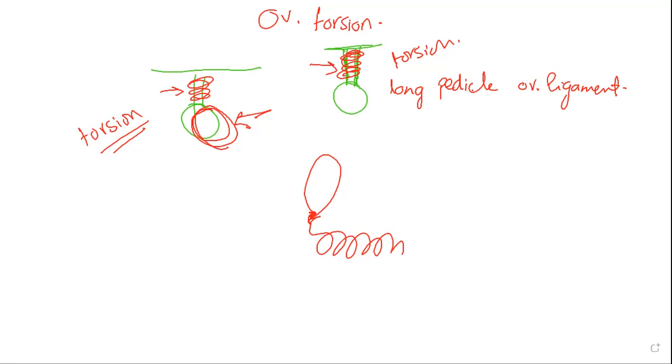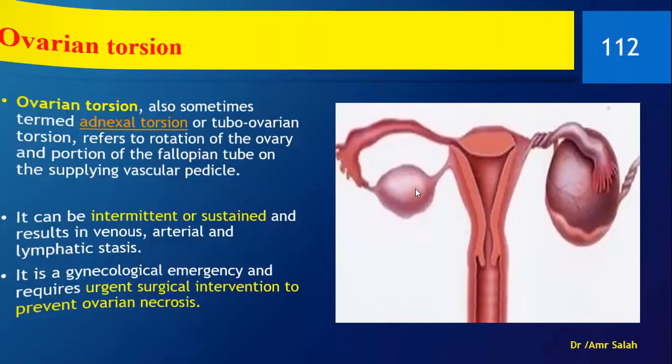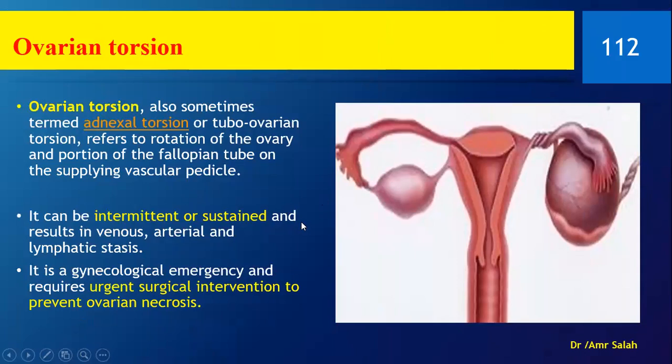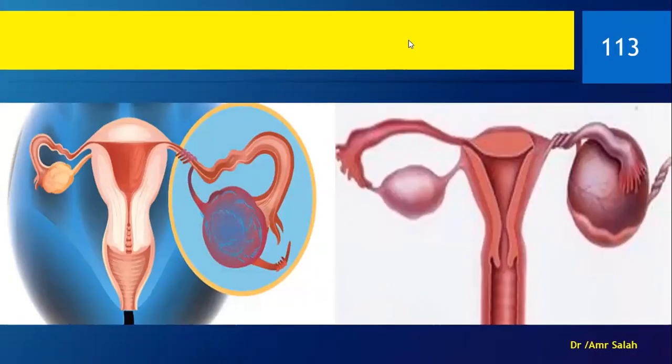Okay, this is, of course, an emergency. This is a gynecological emergency that necessitates surgical intervention to salvage the ovary before it dies within 6 hours. So here, when it has the long pedicle, and this is when it has a big cyst here, and here when it has the long ligaments, that can induce torsion.